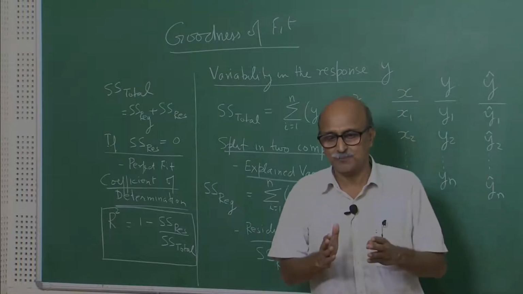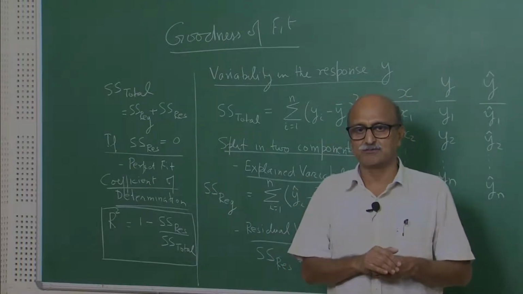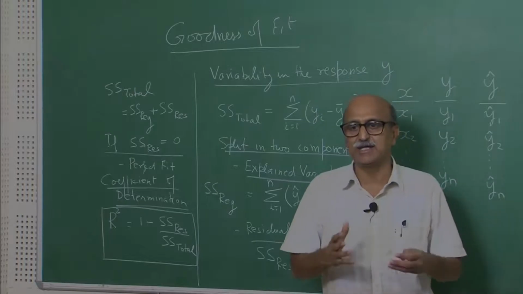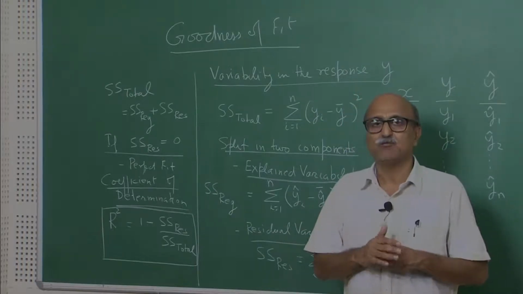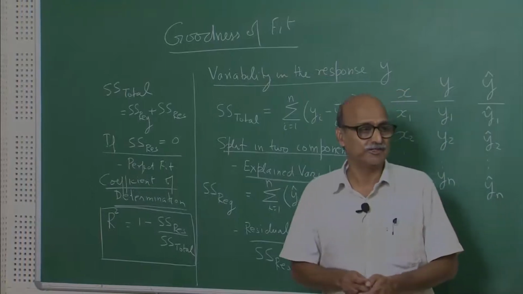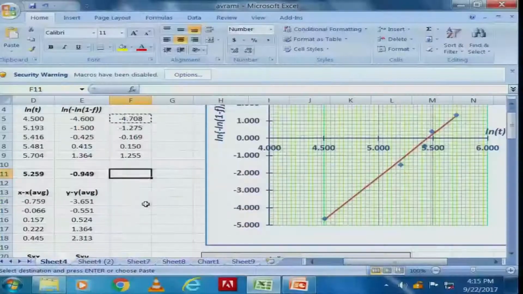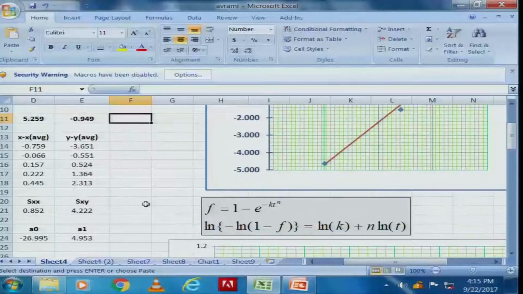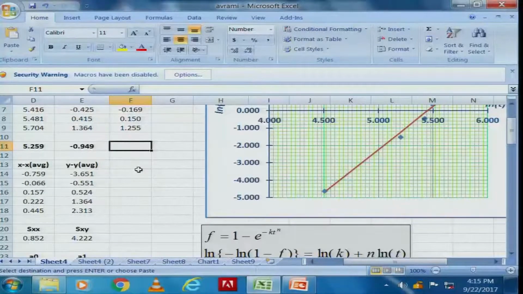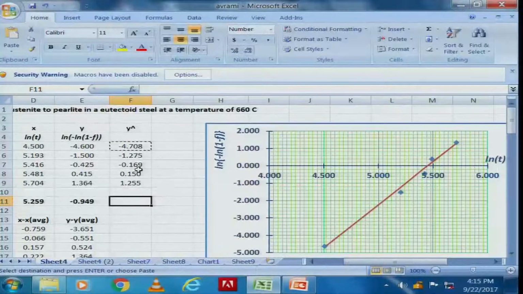So, what we will do now is go back to the spreadsheet where we already have the data and calculate for this given data the value of the coefficient of determination. So, let us look at this data and try to get the goodness of fit R square. For that, I need to calculate now two parameters, SS residual and SS total. Let me first calculate SS residual.